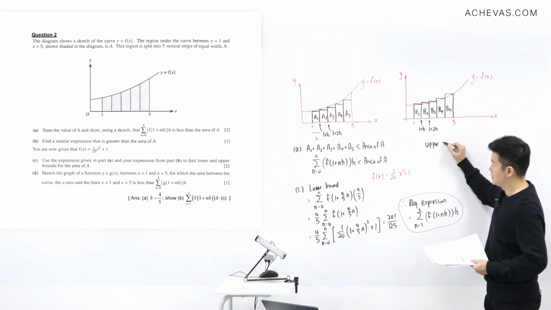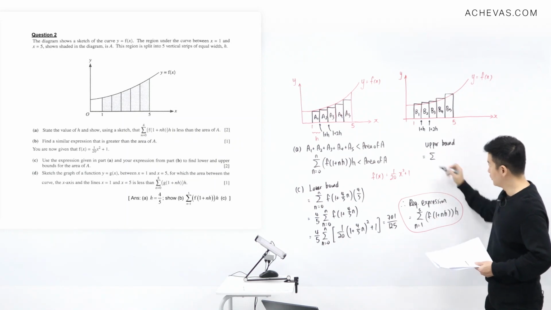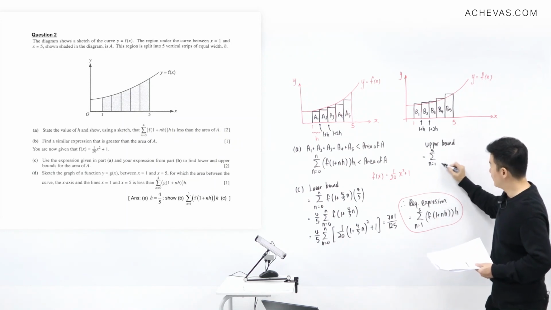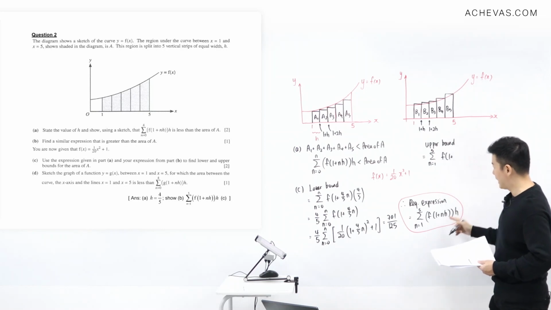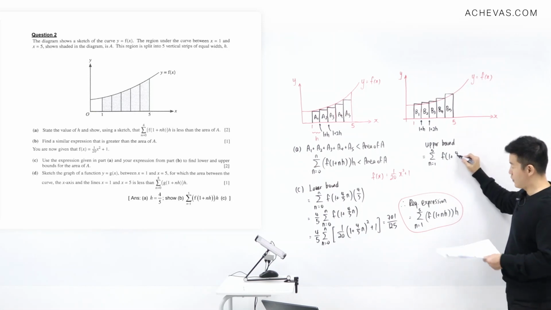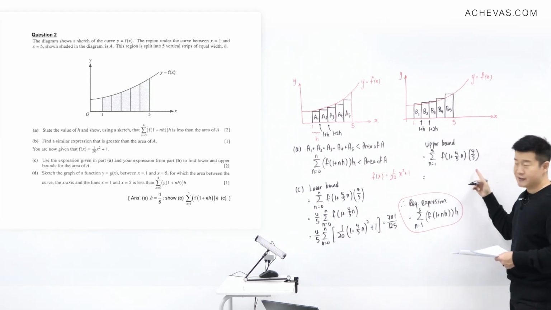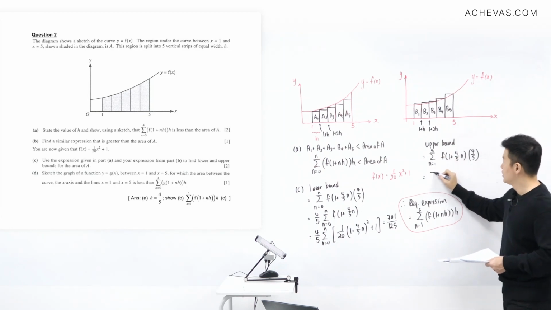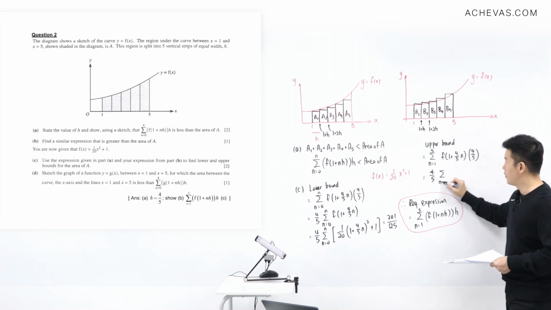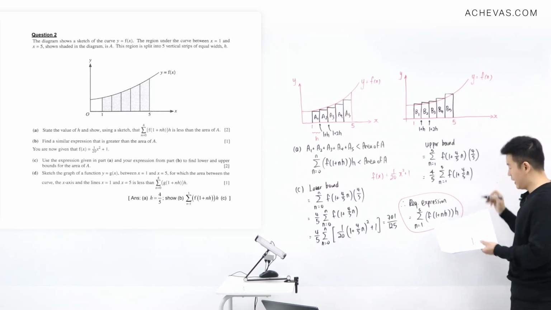So for the upper bound, continuing with C, let me write it down here. The upper bound is something that is going to be bigger than the area. The upper bound is going to be the sum from n equals 1 to 5 of f of 1 plus h, where h is equal to 4 over 5. That was what we found out in part A. So it will be f of 1 plus 4 over 5 n, multiplied by h again, so multiplied by another 4 over 5. This is a constant, so I can take it out of the summation notation. It's going to be equal to 4 over 5 times the sum from n equals 1 to 5 of f of 1 plus 4 over 5 n.